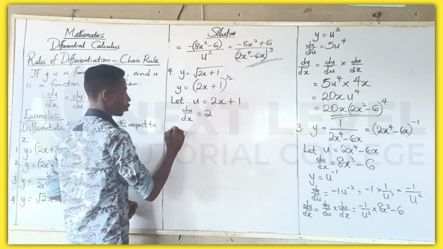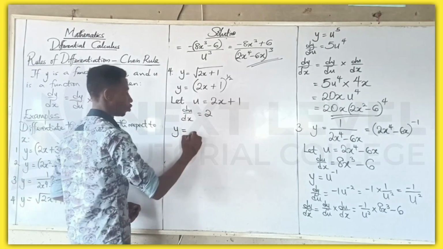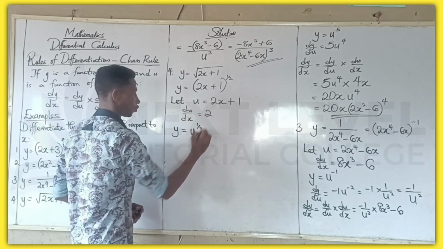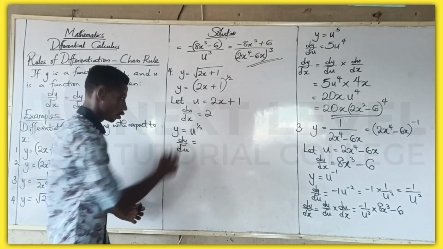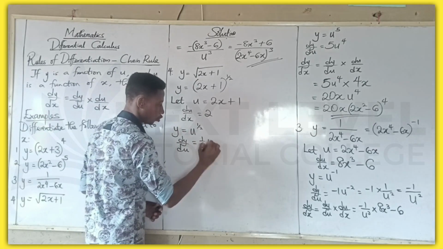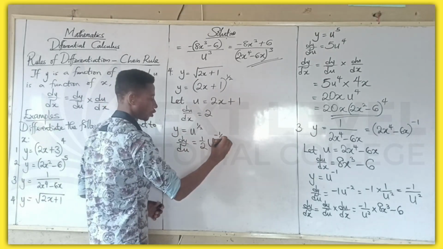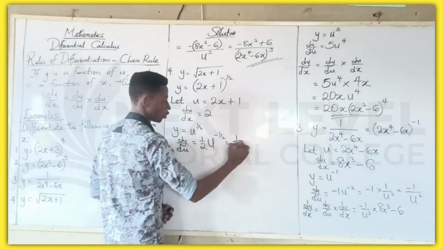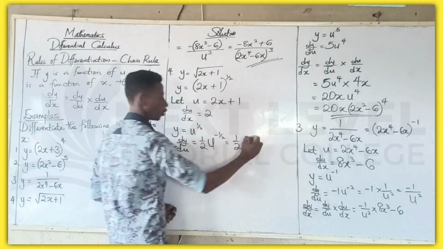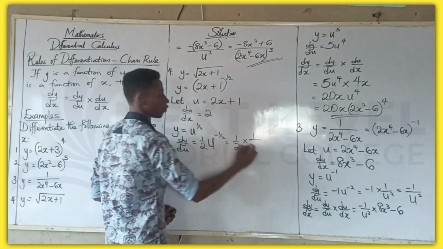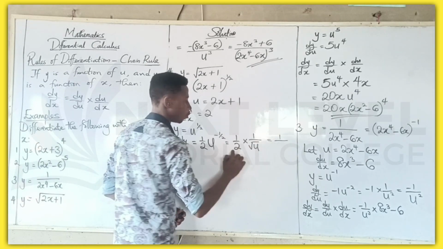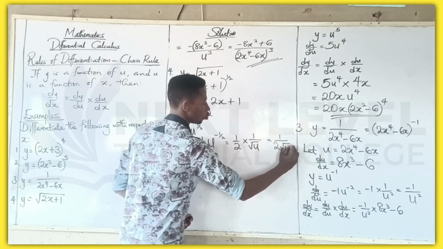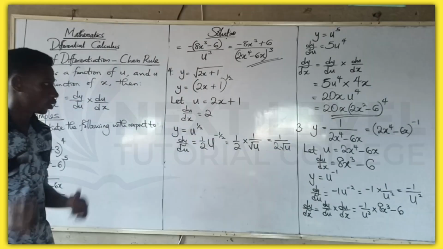So now that means y will be equal to u raised to power 1 over 2. So we find dy/du now. What would that be? 1 times half u raised to power half minus 1, which is minus half. So basically what we have here is 1 over 2 times 1 over u raised to power half, which is square root of u. So 1 times 1 over 2 root u. That is dy/du.